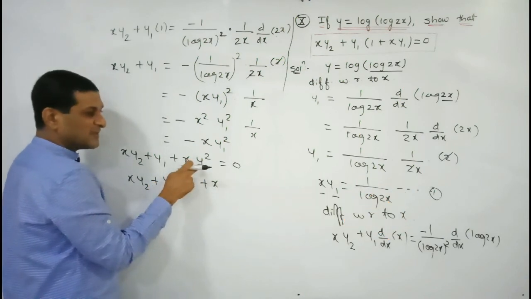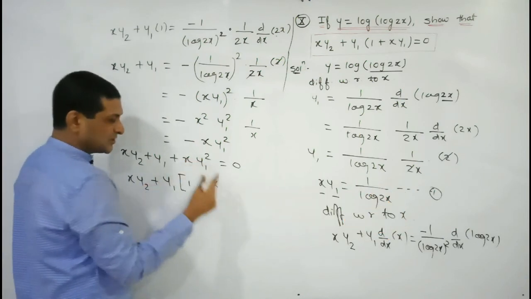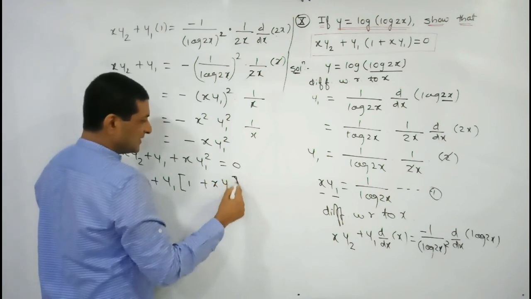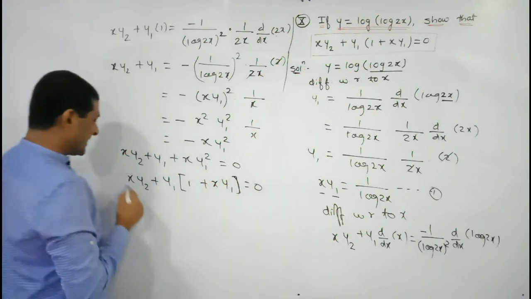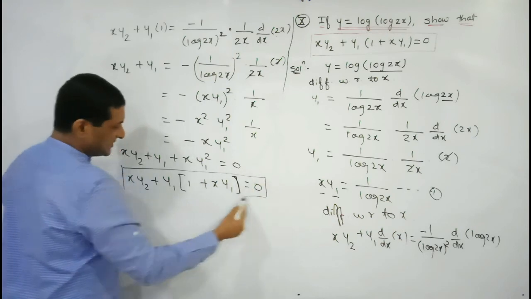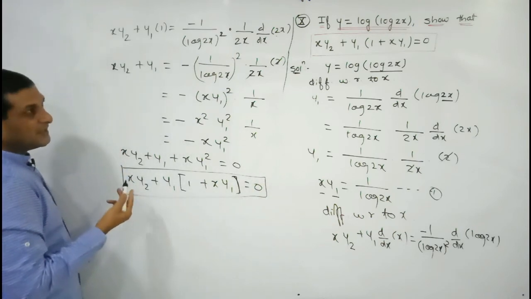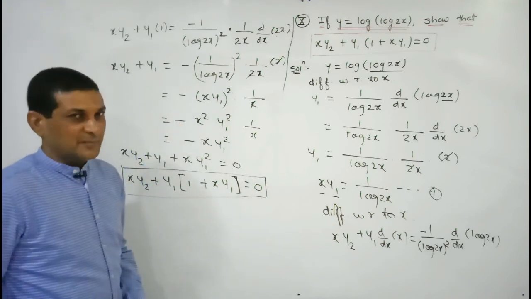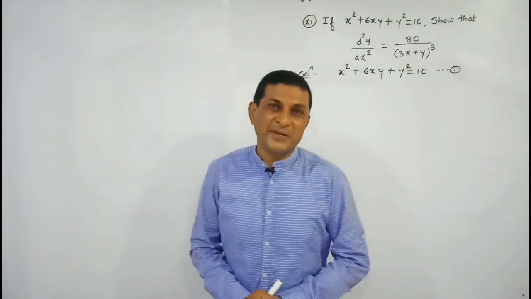From this y1 square, if we are taking y1 common, the remaining term is y1, which is equal to 0, and check that it is our required result. In this way we have solved example number 10. Now see example number 11.